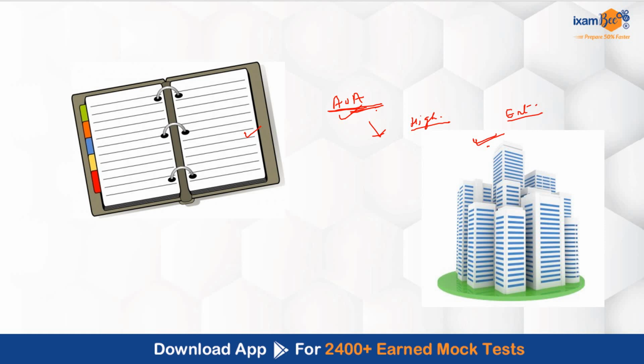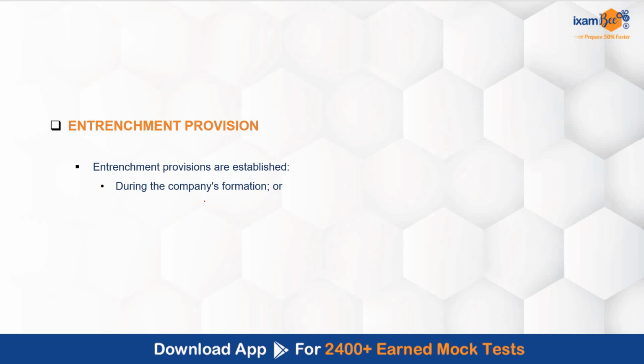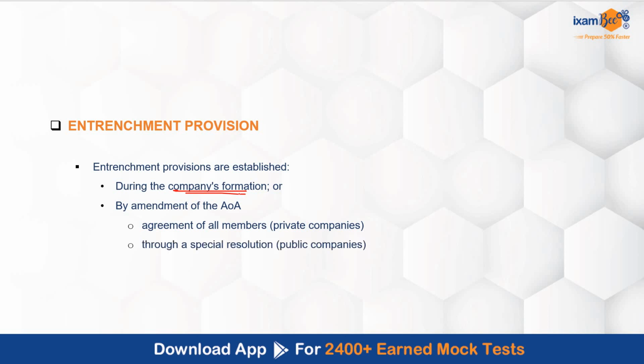It makes it a little harder, more stringent and difficult to amend certain specific provisions of the articles of association. Now I hope you understood what an entrenchment provision is. Now this entrenchment provision can be established in the articles of association of the company during the company's formation, when it is being formed, or by amendment of the articles. In case it is a private company, there has to be an agreement of all the members, and if it is a public company, it has to be done by way of a special resolution.